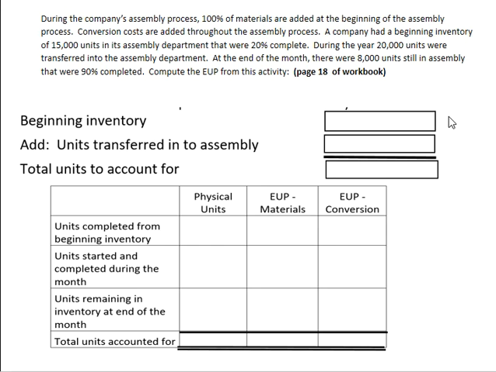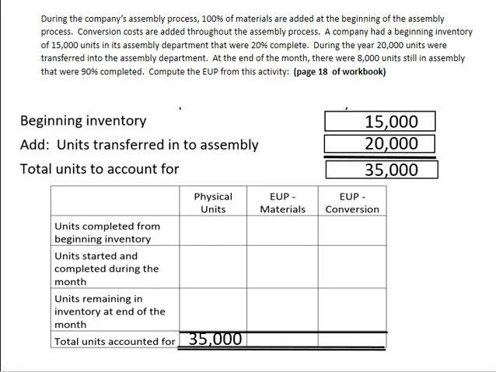So again, we have to go through our physical production reconciliation here. We start out with beginning inventory, which said we had 15,000 units in the assembly process. So we add that 15,000 units as beginning inventory. During the year, 20,000 units were transferred into the assembly department. So we add that 20,000. So the total units that we have to account for are 35,000 physical units. And again, we're going to add that to the physical units that we have to account for in this inventory movement matrix here below. So here's my 35,000.